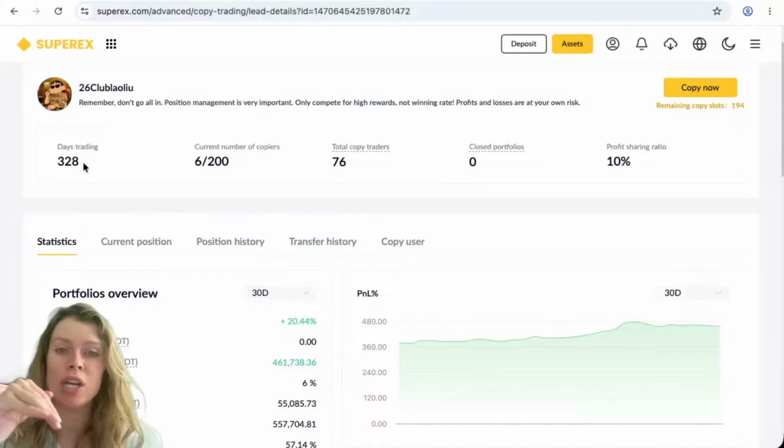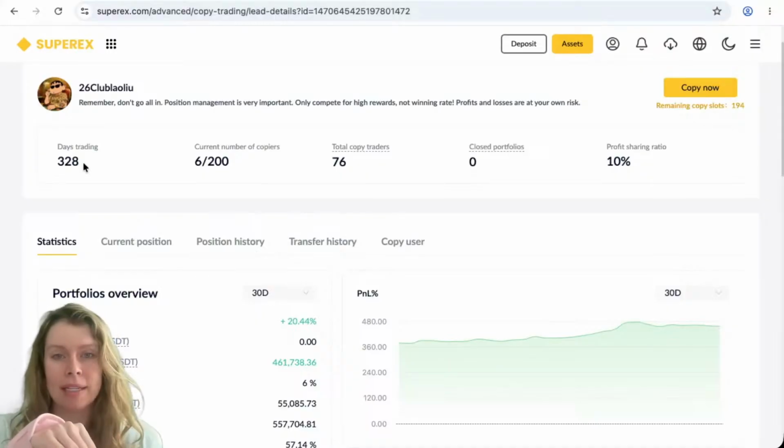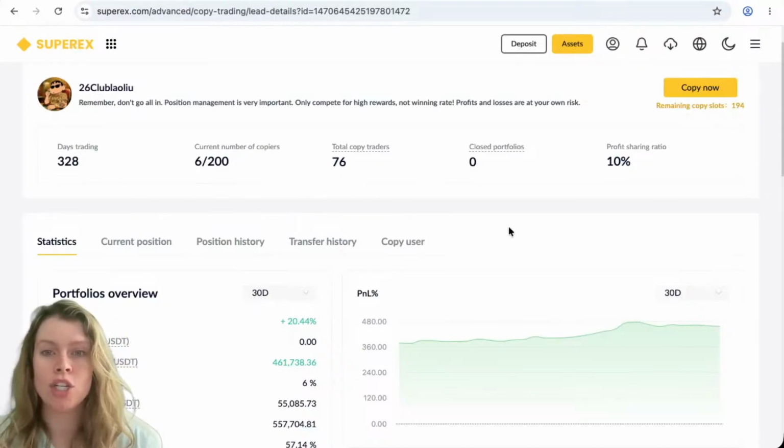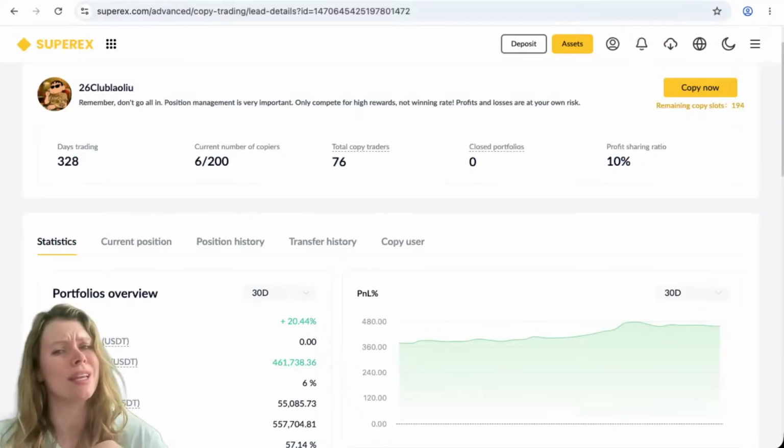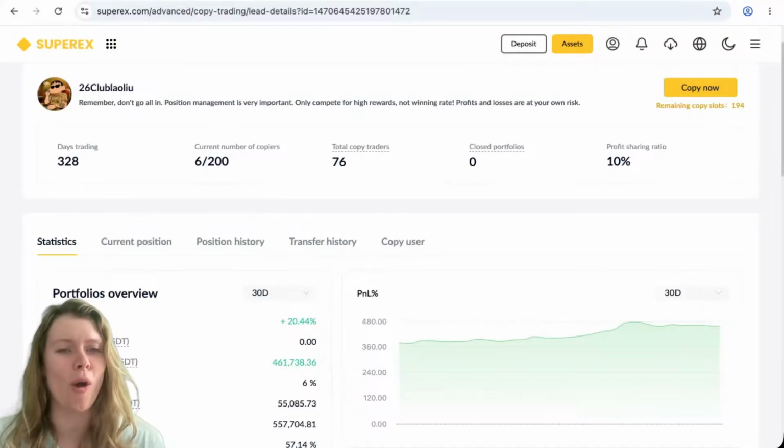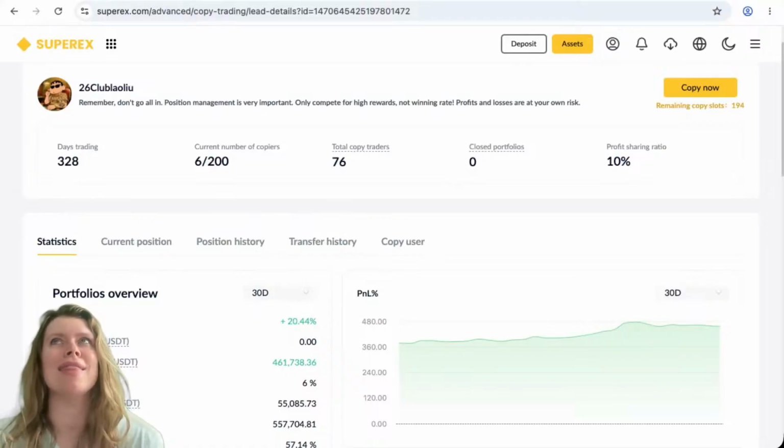That means they've never shut down a strategy mid-flight, okay? Profit sharing ratio, 10%. If you make money, they take 10% as a fee. I think that's totally fair. If they're doing the work and we're just copying them, I do love that they are able to make something off it.